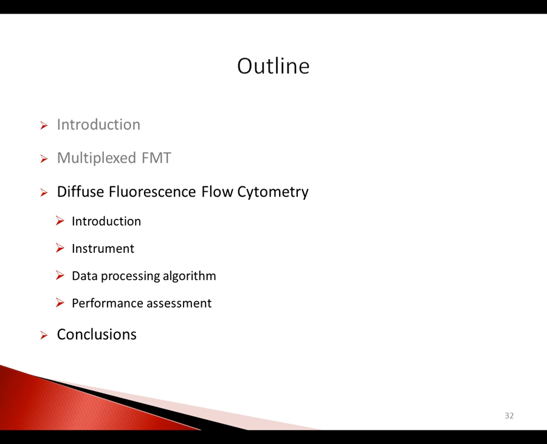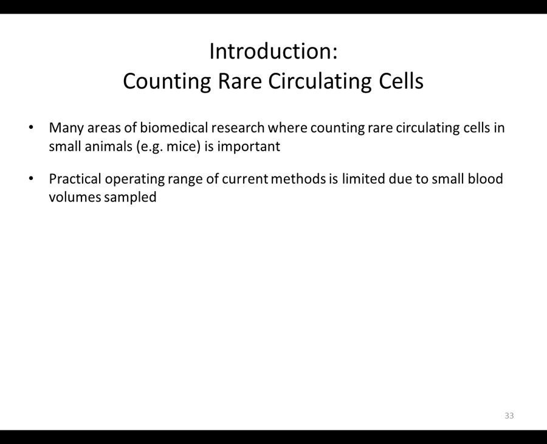Okay, so now let me talk about the second application. What we're going to do now is essentially come down by about an order of magnitude. We're going to go from doing FMT over several centimeters to doing FMT over a few millimeters. And the motivation is basically counting rare circulating cells. This is important in many areas of biomedical research, for example, in studies of the immune system and cancer metastases.